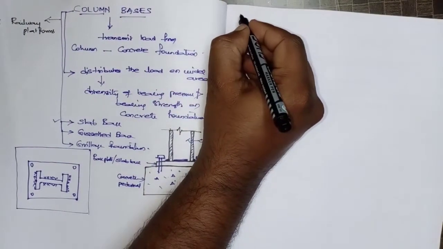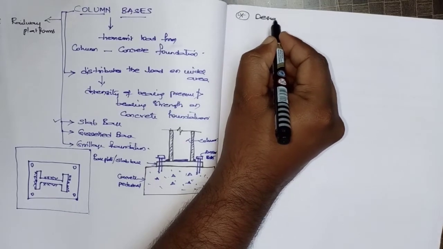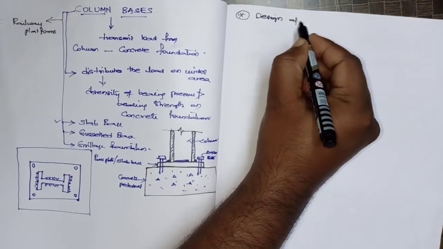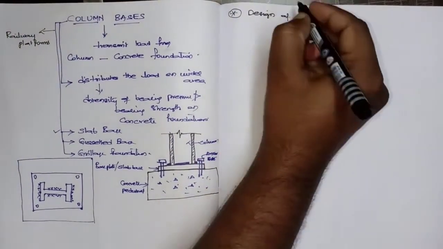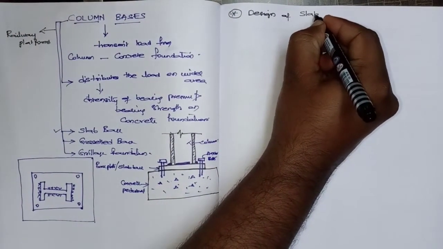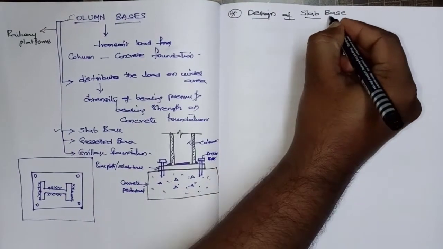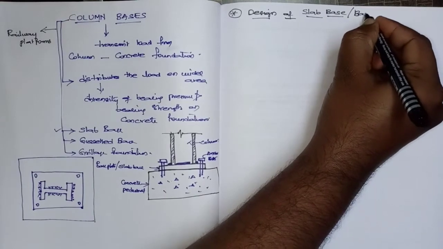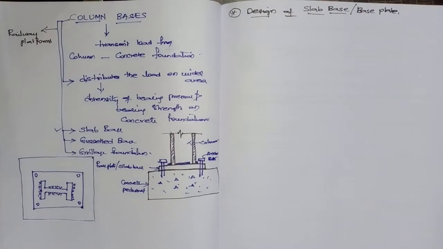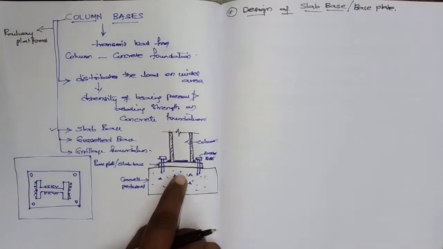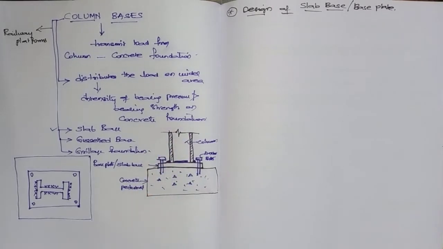Now we'll see the design procedure, what it involves. First one is design of slab base, which is also known as base plate. This is made up of concrete. This is made up of steel, and this is also made up of steel.